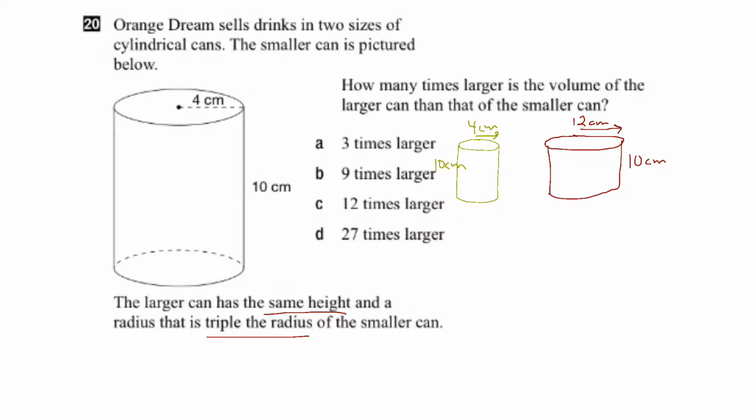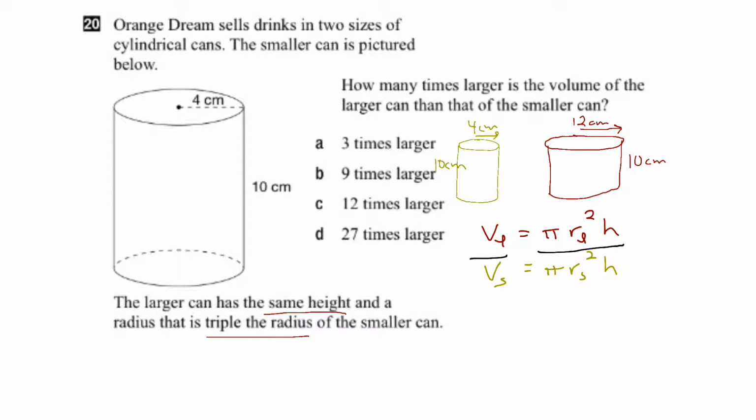Well, there's a couple of ways that we can do it. The first way I'm going to show you here is to compare the volumes of the two cans as a ratio. So the volume of the larger can will equal pi times the radius of the larger can squared times the height. And the volume of the smaller can will equal pi times the radius of the smaller can squared times the height. So let's compare these two volumes.